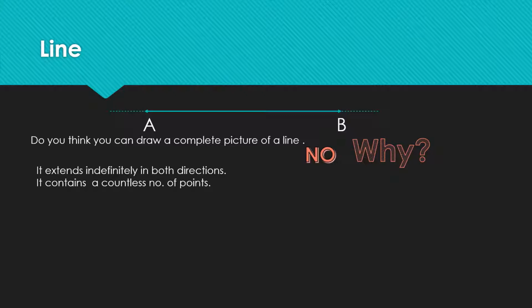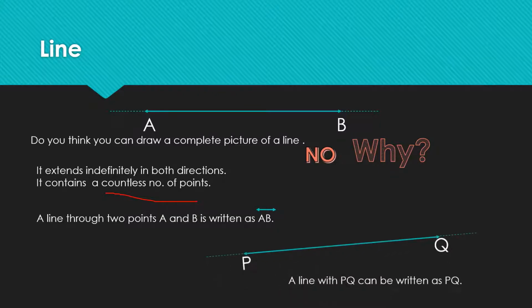We studied that a line segment has two end points, but a line has a countless number of points. And a line through 2 points A and B is written as AB with this symbol, the two-headed arrow. 2 points are enough to fix a line. We say 2 points determine a line. Now let's see another figure with the 2 points named P and Q, and the line through P and Q can be written as PQ with the double-headed arrow symbol.